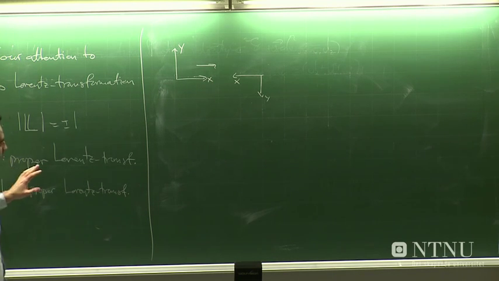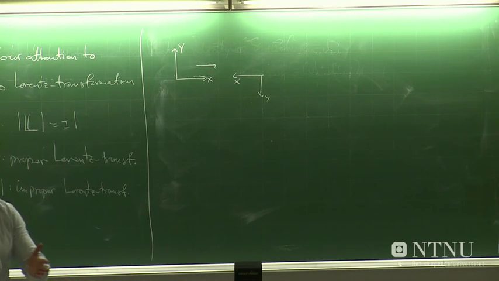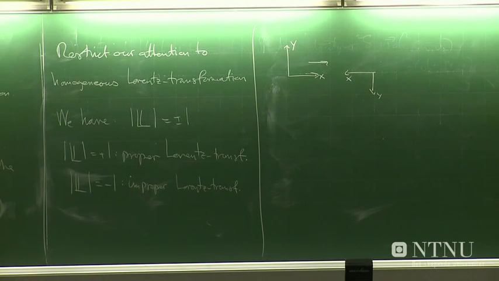And one might then speculate if this is also the case for a Lorentz transformation. If we invert the space axis, is that allowed? Do we get plus or minus 1? What do you think? So the question is, if we perform an inversion of the space axis, do we get a proper or improper Lorentz transformation? So we're doing this.